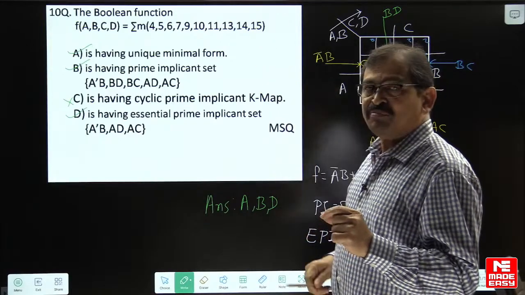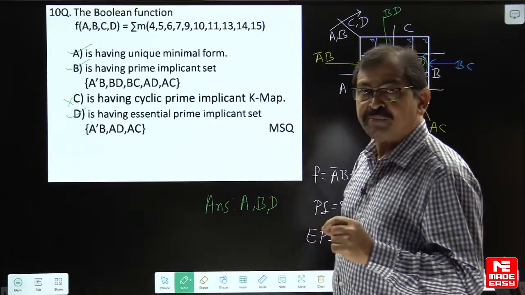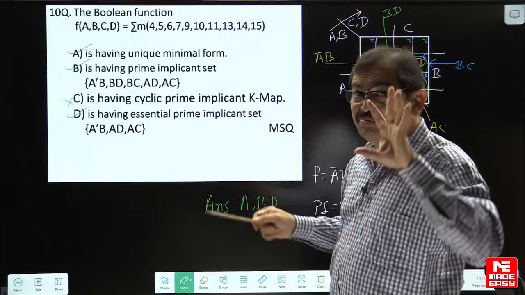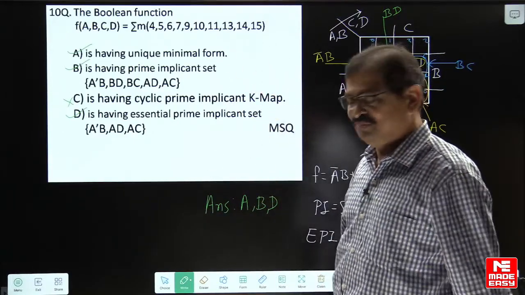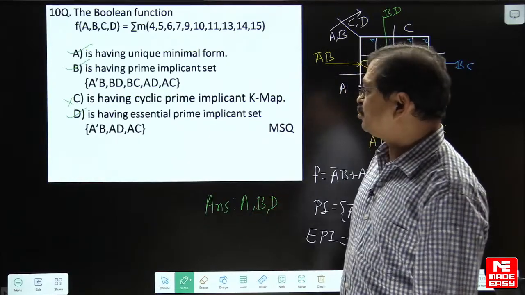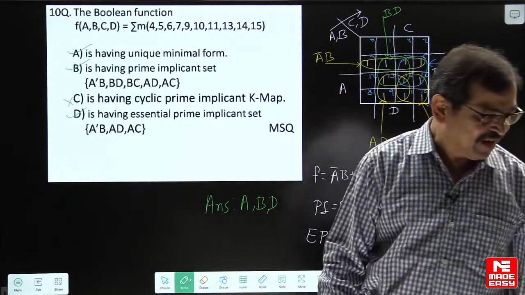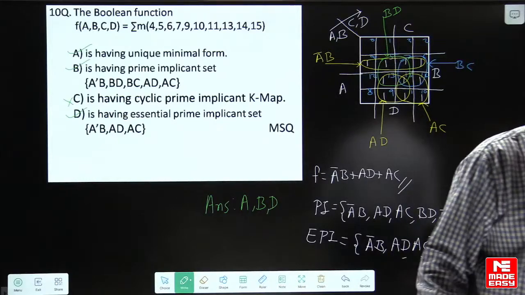And how to identify the prime implicants and how to identify essential prime implicants, how to write the minimal forms. So many concepts I covered with a single question here in this GATE program. Hence, finally the answer to this question is ABD.